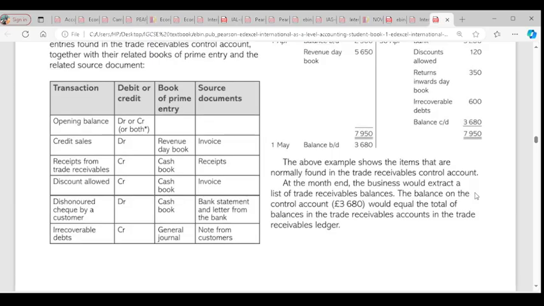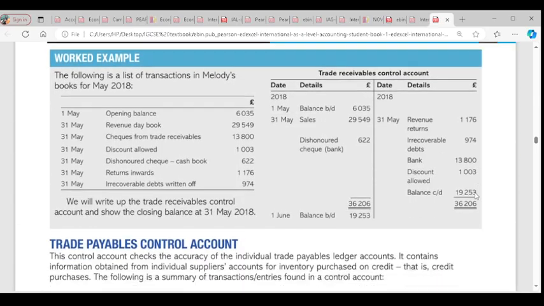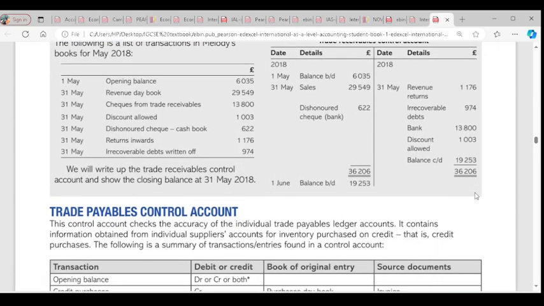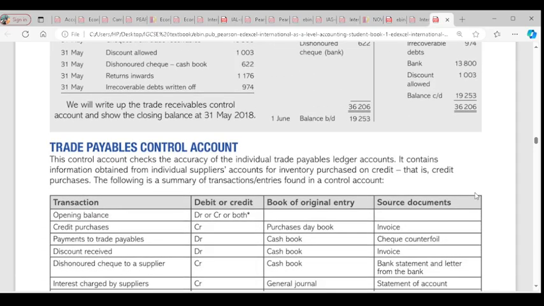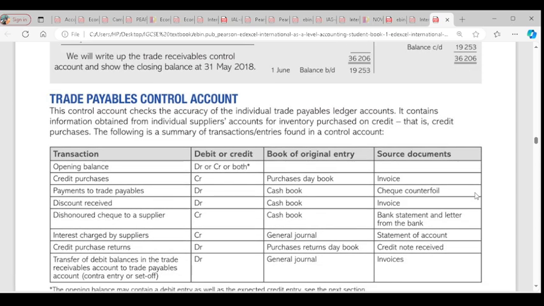Yeah. So we go to the trade payables account. For the trade payables account, we're talking about an account that checks the accuracy of individual credit suppliers. Okay, so trade receivables is credit customers, and trade payables is credit suppliers. Is it clear? Yeah. So the transactions are as follows. We have our opening balance, which can be debit or credit. There's no book of prime entry and there's no source document.